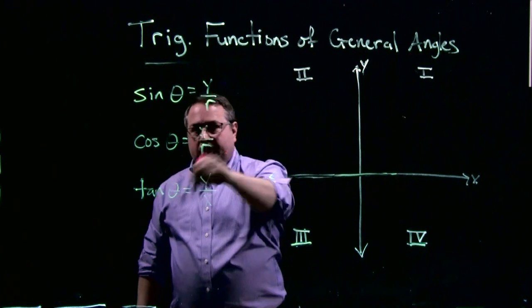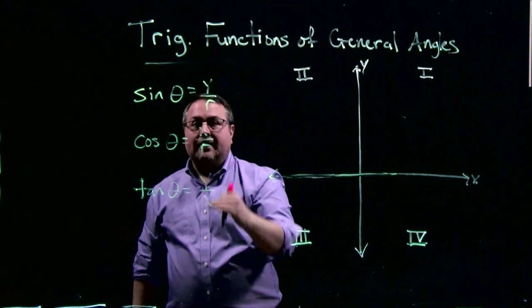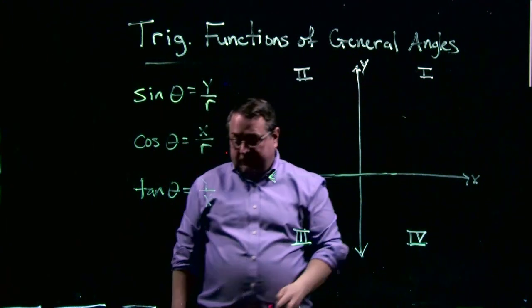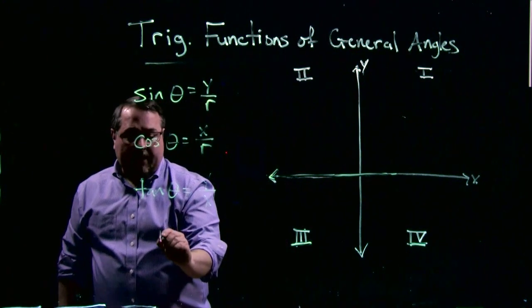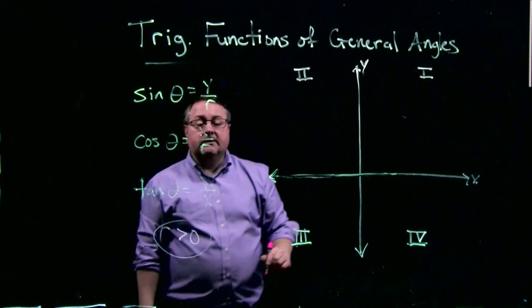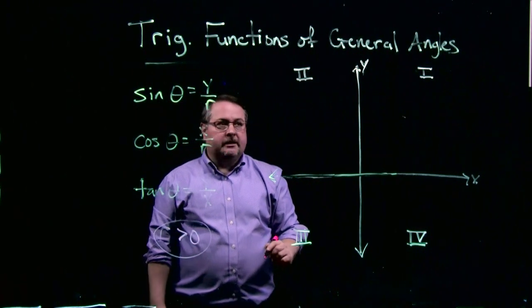So I'll remind you of the ratios for sine, cosine, and tangent. Sine is y over r, cosine is x over r, tangent is y over x, and a reminder that r is a distance. It's defined to always be positive.